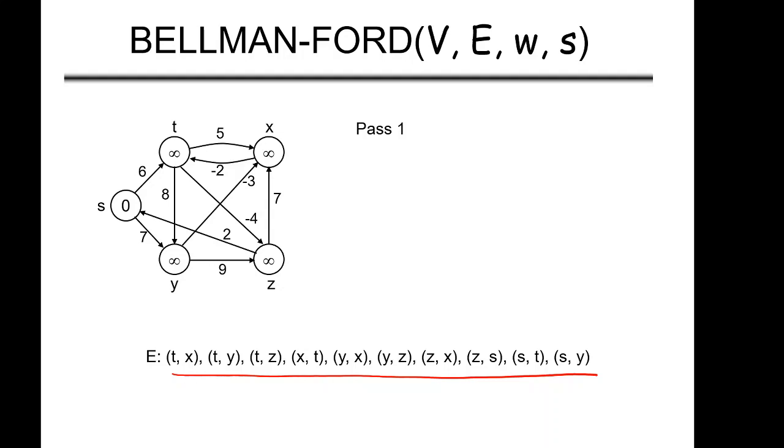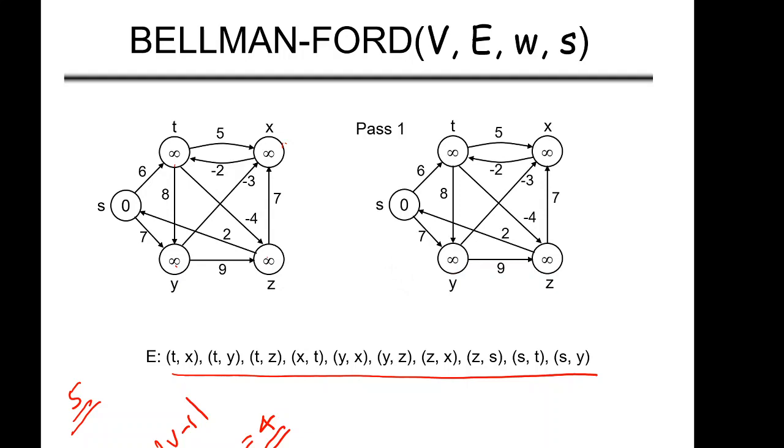Now we will start. We will take pass 1. How many nodes do we have? We have 1, 2, 3, 4, 5, so 5 nodes. How many passes are required? We require 4 passes, V minus 1 passes. So let's see what happened after pass 1.